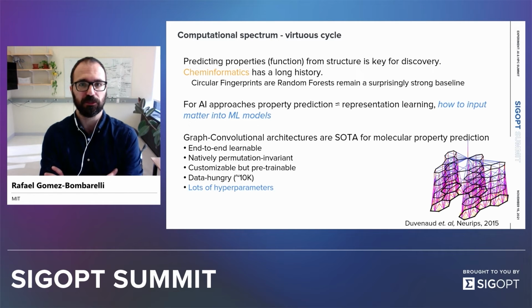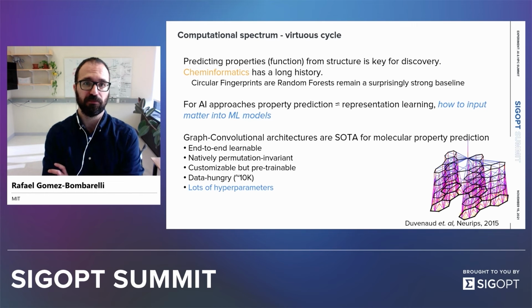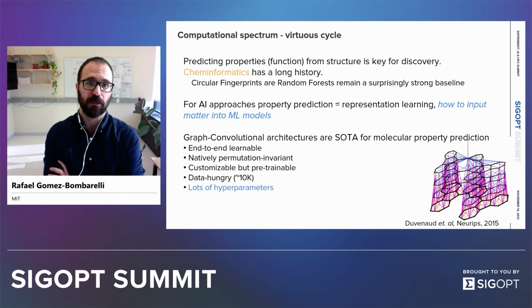And the architecture that does this for matter these days is graph convolutional neural networks. You've got a little diagram there. Essentially, they aggregate information across local graph environments such that they learn how to represent every atom optimally for a given task.